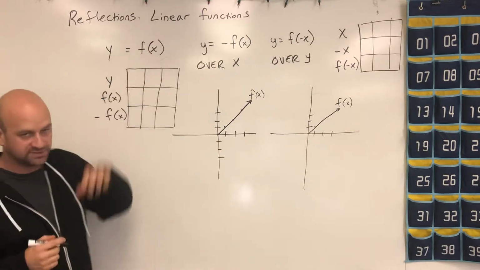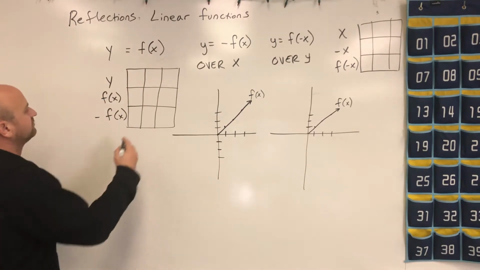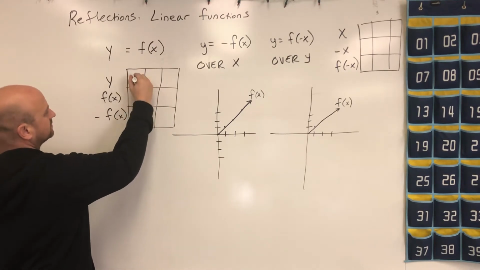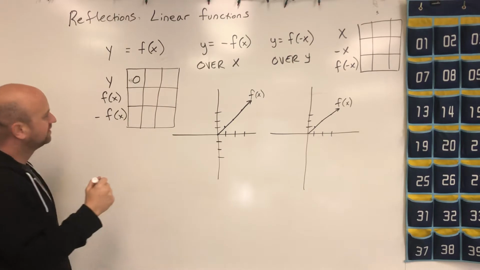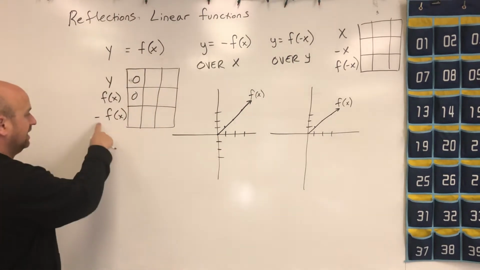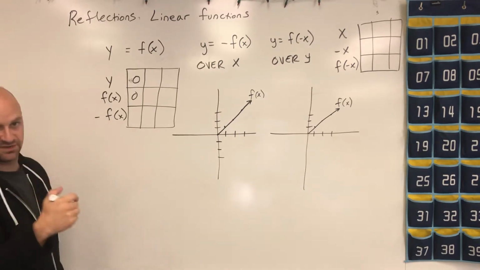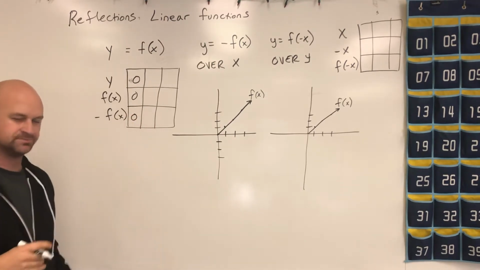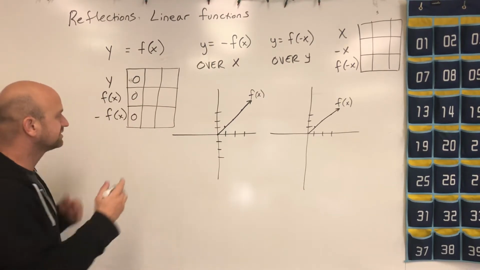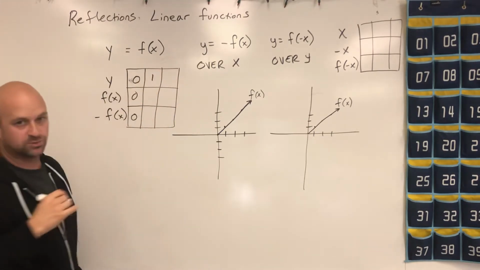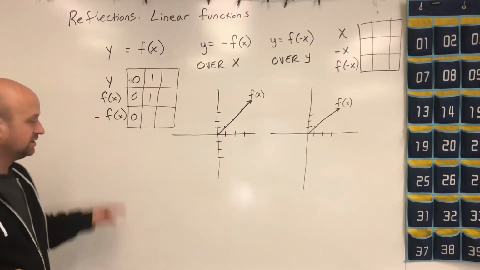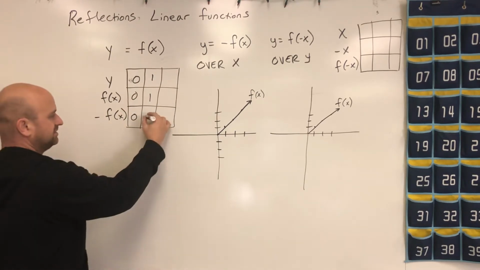All right, so let's look at this. If we have y equaling f of x, let's just say y equals 0, okay? f of x will equal 0 because y equals f of x. Now we want to take the opposite of f of x, and the opposite of 0 is just 0. So that one doesn't really help us too much, but it's important to know what happens at 0. So let's look at the next one. What happens when y is 1? If y is 1, then f of x would be 1, and then the opposite of f of x would be negative 1.